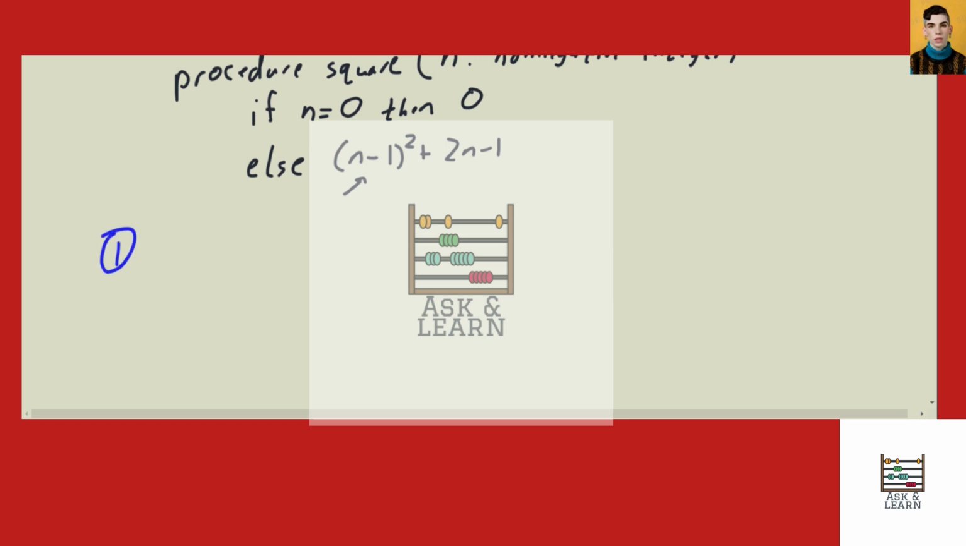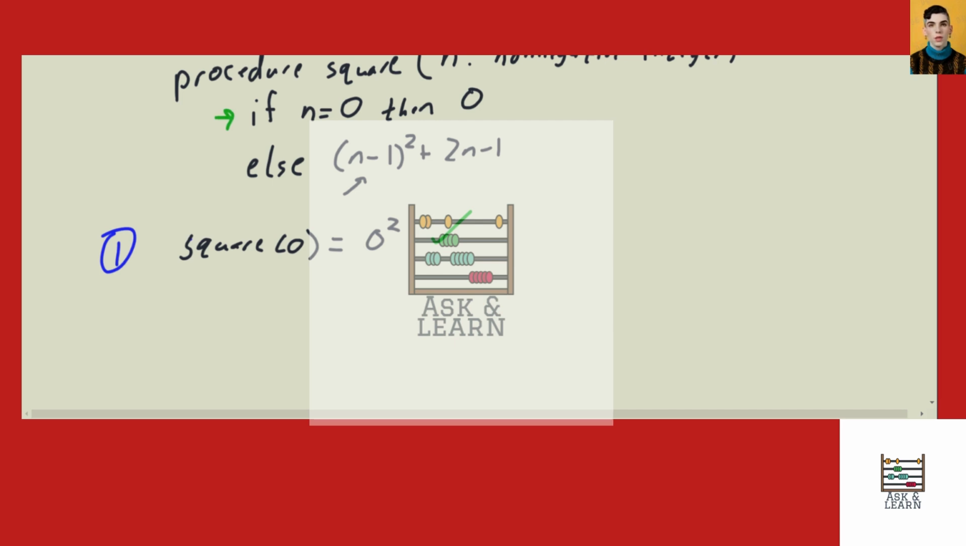So first step, we want to prove that square 0 equals 0 squared. By definition, I don't think I have to show too much there. That's true. 0 squared is 0. This if statement right here guarantees that square 0 is 0.